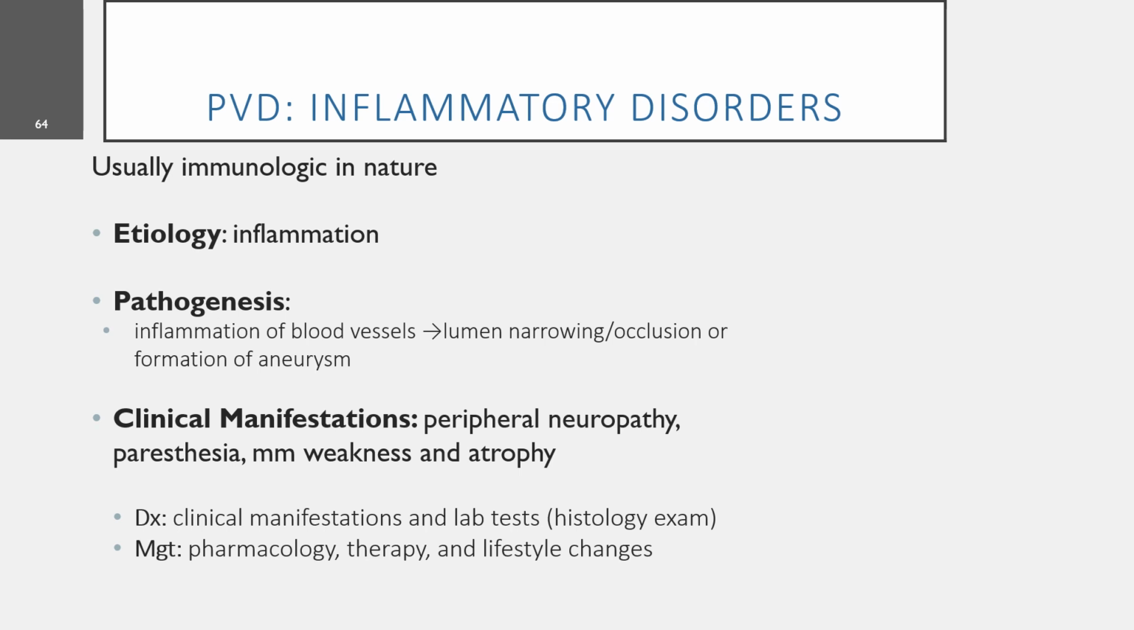Vasculitis etiology, immunologic in nature, often associated with inflammation. Inflammation of blood vessels leads to narrowing or occlusion of the vessel lumen, formation of aneurysms. Peripheral neuropathy, paresthesia, muscle weakness, and atrophy are some of the clinical manifestations. The diagnosis is made based on clinical manifestations. Histological examination may be required for confirmation. Management is through pharmacological interventions, therapy targeting inflammation, lifestyle changes to manage symptoms and prevent exacerbation.